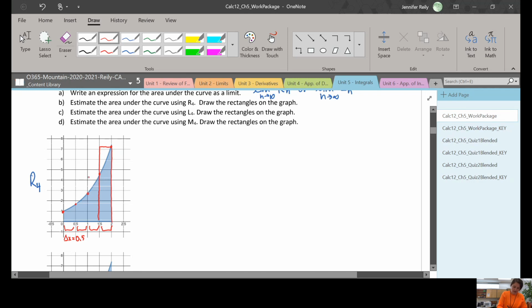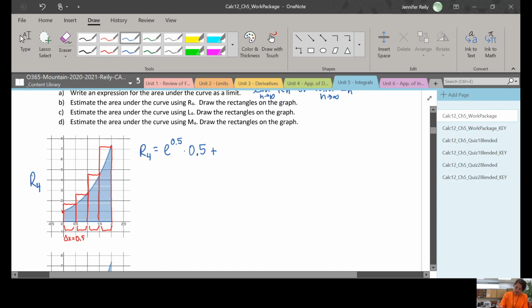Okay, and then I'll do the next one like this, the next one like this, and the next one like this. So notice I don't even use that leftmost point, okay? So the area, R4, is going to be, the height of the first rectangle is the height of the curve at 0.5. So it would be e to the 0.5, and the width is 0.5.